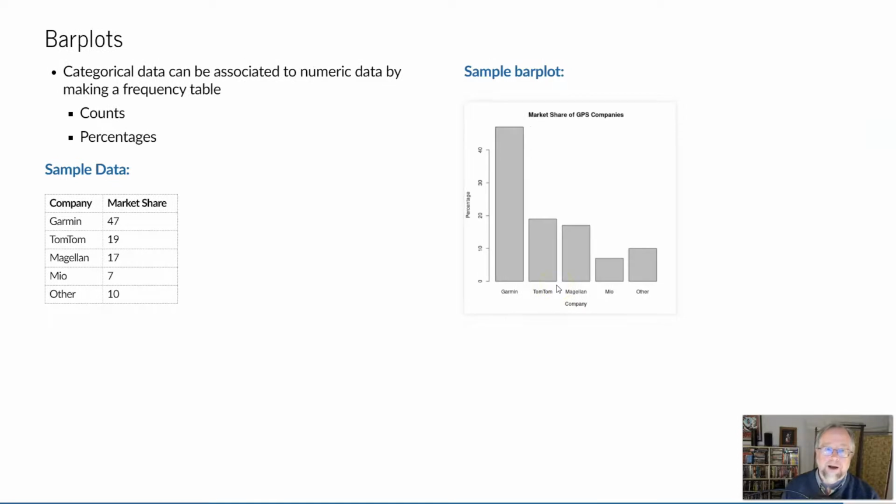Okay, finally, bar plots. Like we say, categorical data isn't numeric itself, but you can make a frequency table, much like we showed with the histogram, except now you're just counting values. So you might look at the market share for Garmin, and it has 47% of it. TomTom has 19, Magellan 17, Mio 7, and the others have 10. And so what makes this a bar plot is the fact that we label the bars with the categorical value that comes from the first column. So not terribly difficult in that sense.